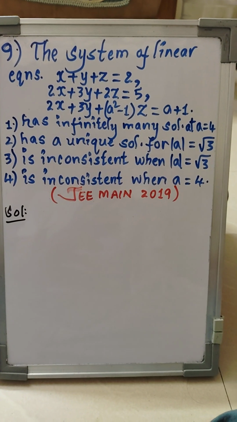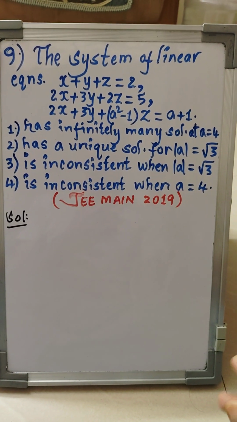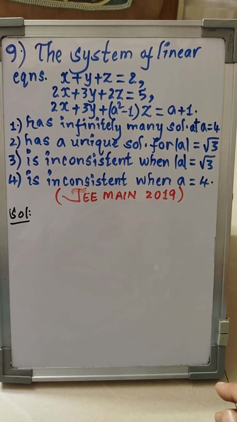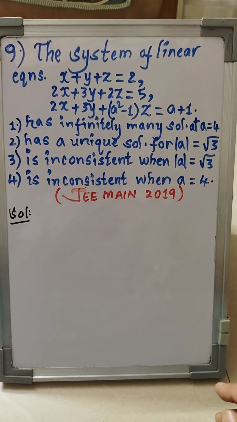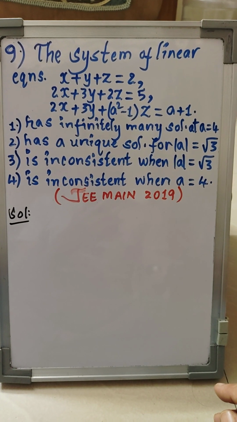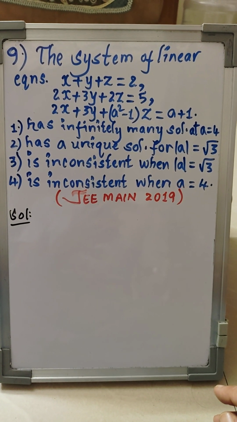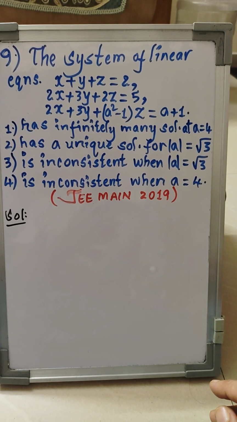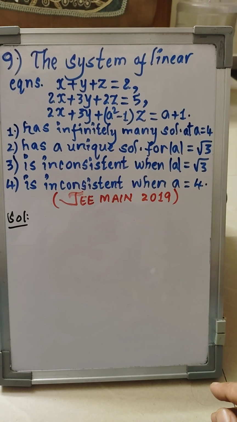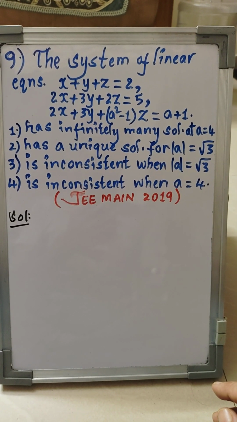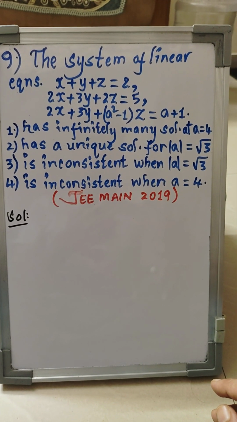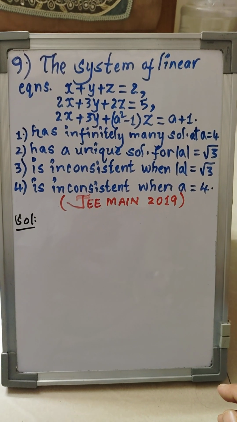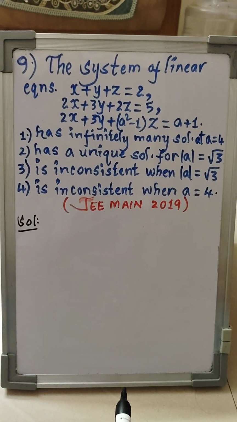One more problem: the system of linear equations x + y + z = 2, 2x + 3y + 2z = 5, 2x + 3y + (a² - 1)z = a + 1. We have to check whether it has infinitely many solutions or a unique solution at different values of a, whatever is given in the options. We have to check the options here.